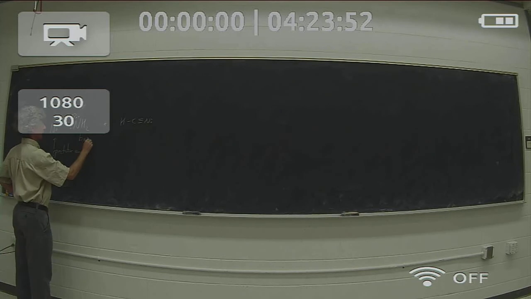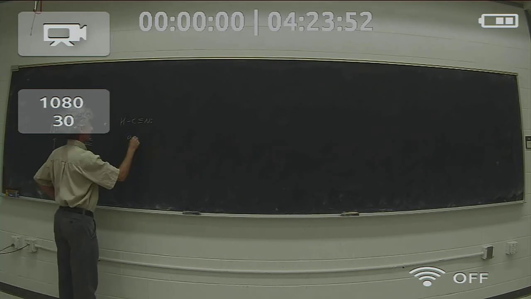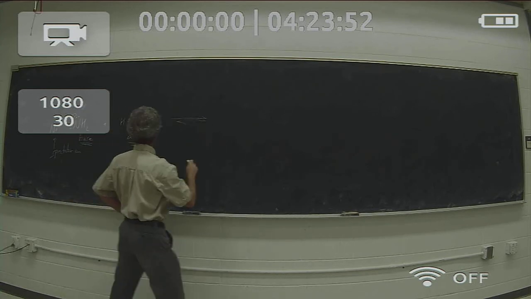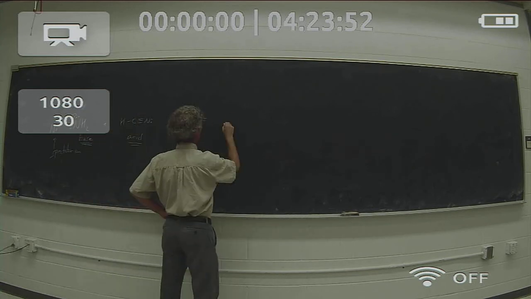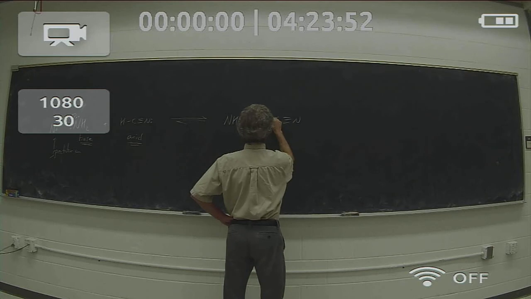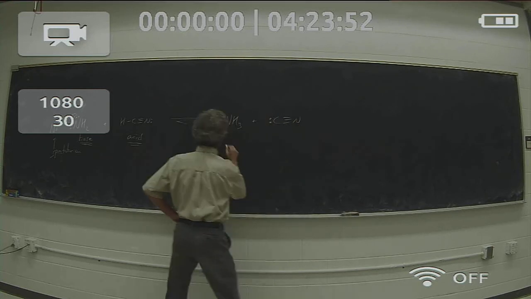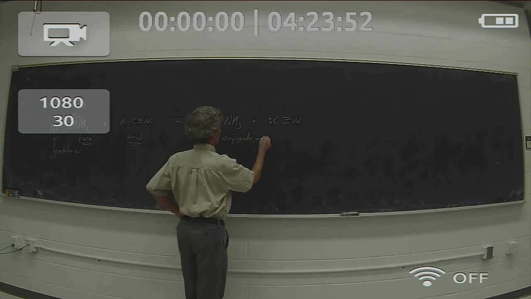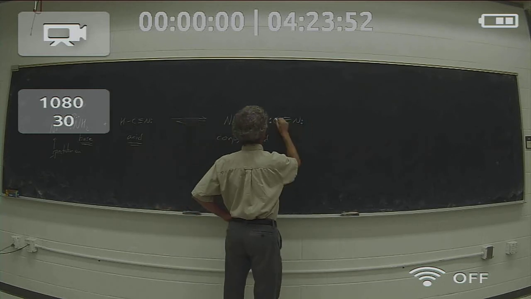The amide ion is a pretty strong base. Hydrogen cyanide is an acid. We would expect that to be in equilibrium with ammonia, NH3, and cyanide ion. Ammonia would then be our conjugate acid, and cyanide ion would be our conjugate base.